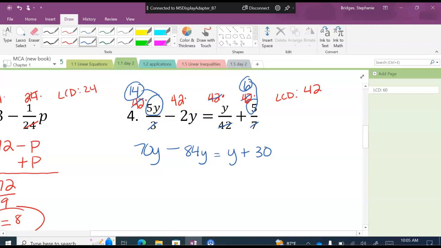All right, I notice I've got 3 y's here. 2 of them are on the same side. So before I start moving anything from left to right, I'm going to combine those two. 70 minus 84 gives me negative 14y.